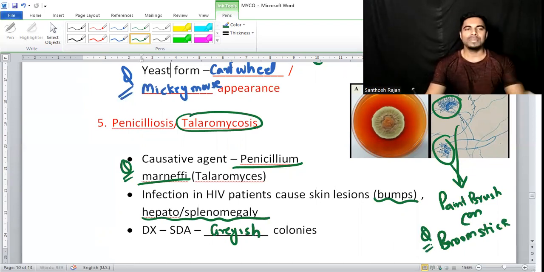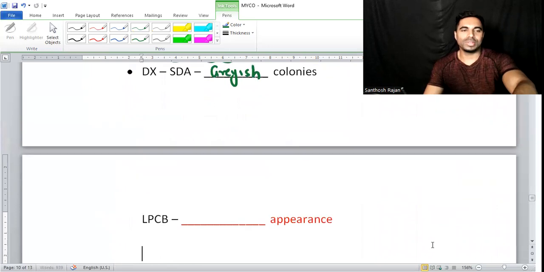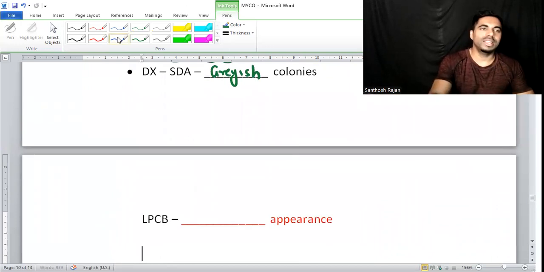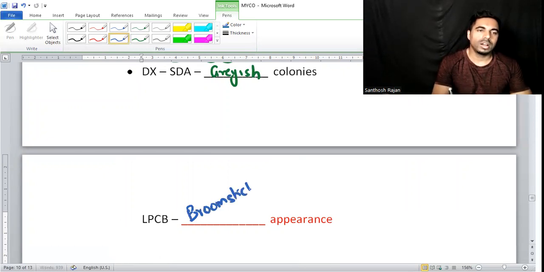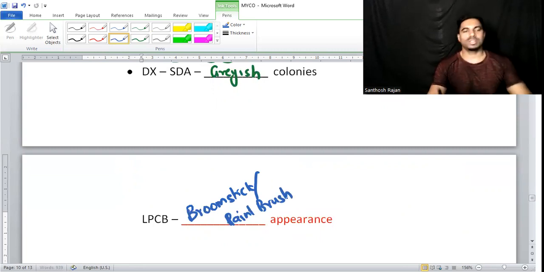How will you remember penicilliosis? To paint with a pen, what do you need? With a pen you draw, and then you do a paintbrush or broomstick. So that is for talaromycosis. Same thing, I'm repeating again: Penicillium means it has the broomstick or paintbrush appearance.